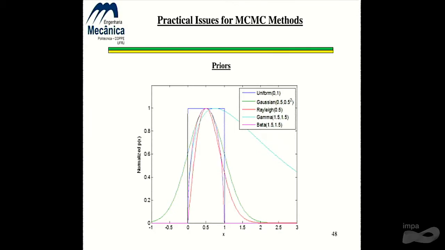And in this case, they were all normalized with respect to their maximum value, so we could have all of them on the same graph. Okay, and of course, a truncated Gaussian would be this green line inside this interval between 0 and 1, and 0 outside this interval, for example. Okay.